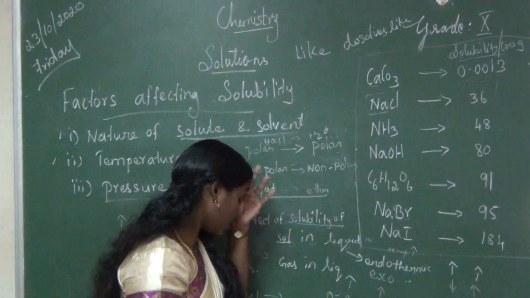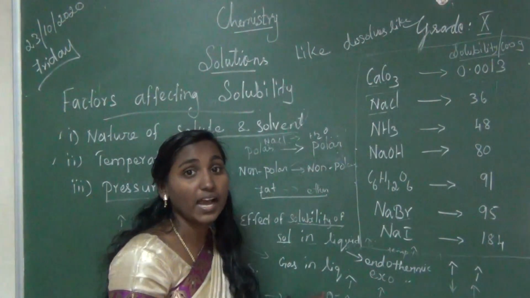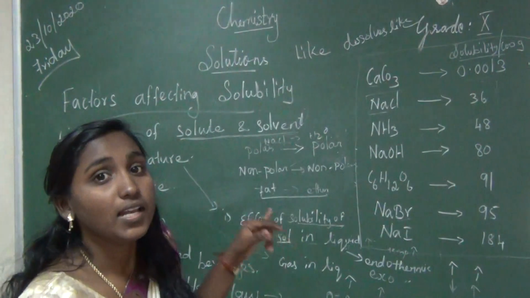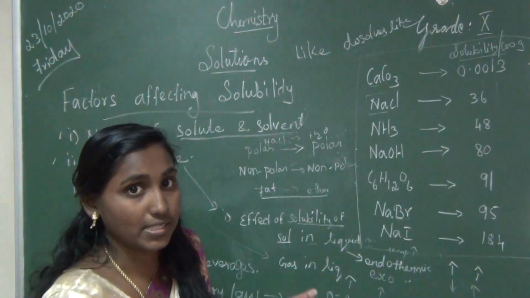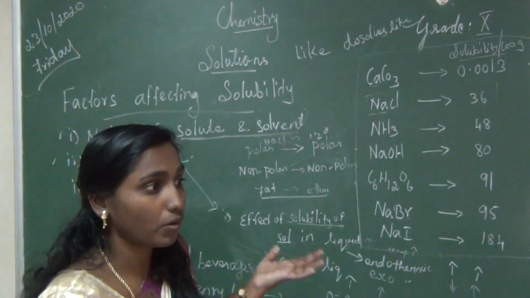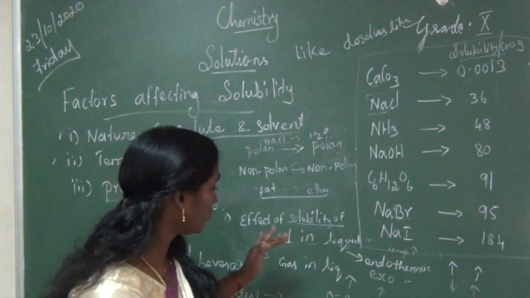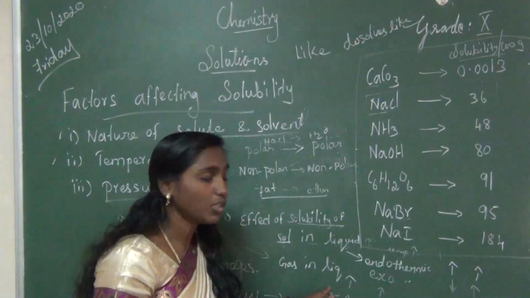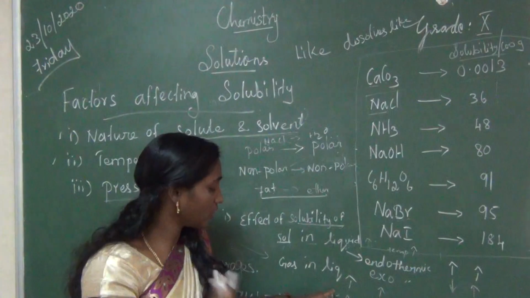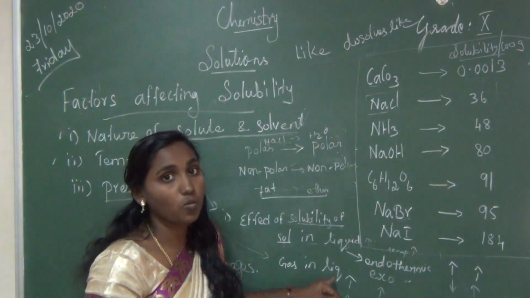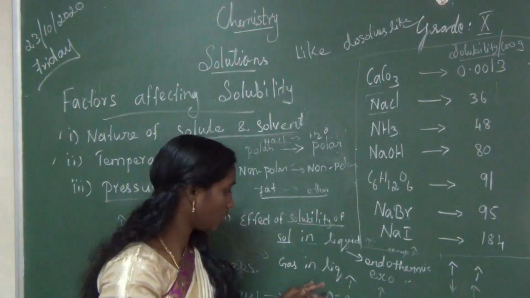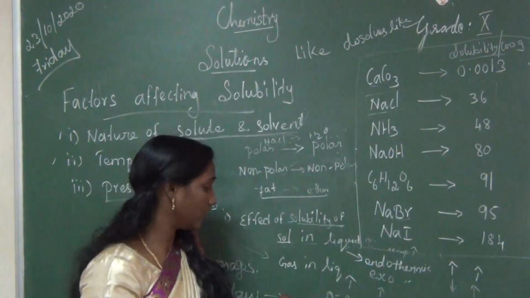The second example we studied is aquatic animals. Aquatic animals live more in cold regions. Why? Because more dissolved oxygen is present in the water of cold regions. So that is why aquatic animals live more in cold regions.